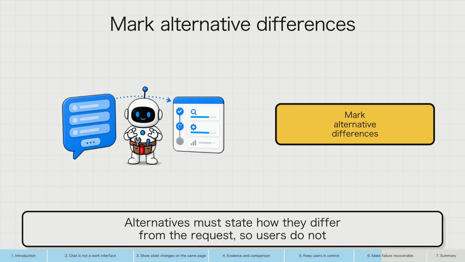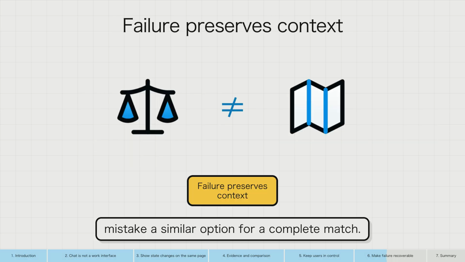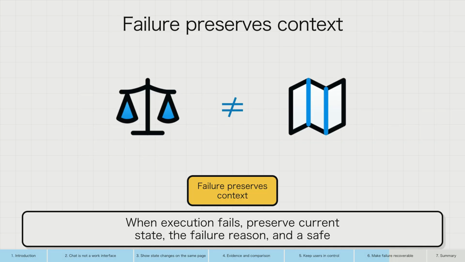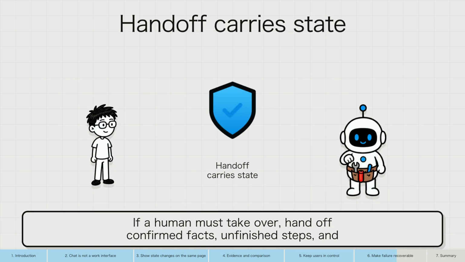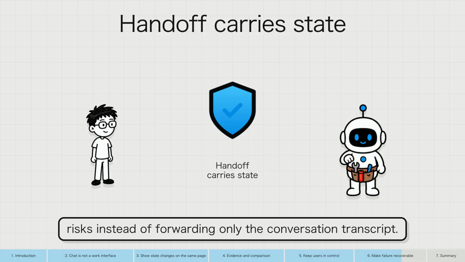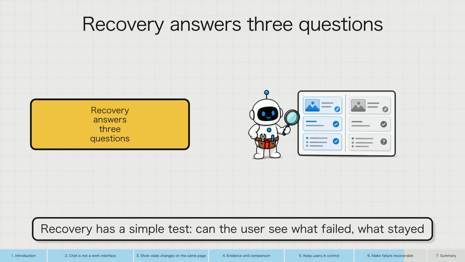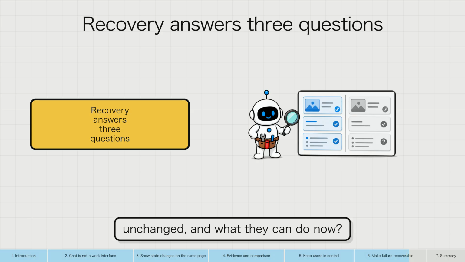Alternatives must state how they differ from the request, so users do not mistake a similar option for a complete match. When execution fails, preserve current state, the failure reason, and a safe retry path instead of clearing context. If a human must take over, hand off confirmed facts, unfinished steps, and risks instead of forwarding only the conversation transcript. Recovery has a simple test. Can the user see what failed, what stayed unchanged, and what they can do now?